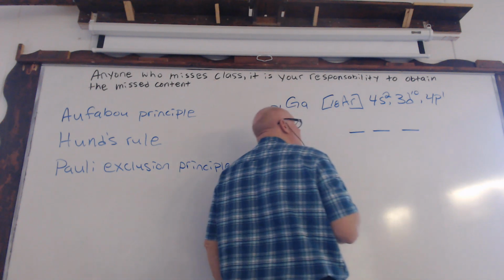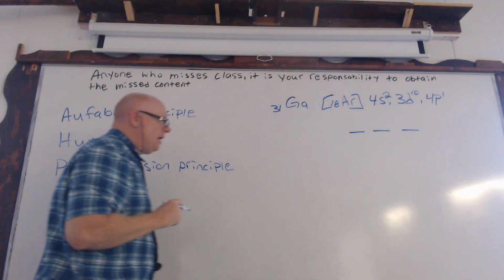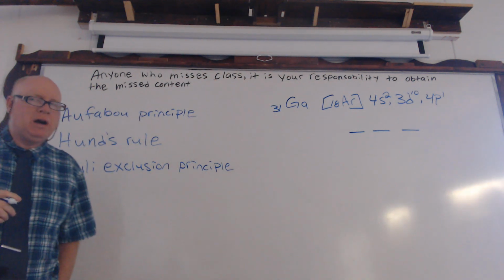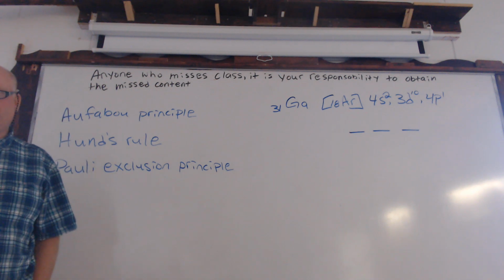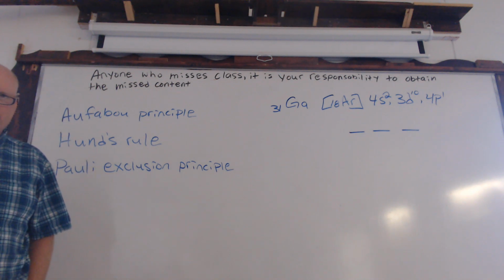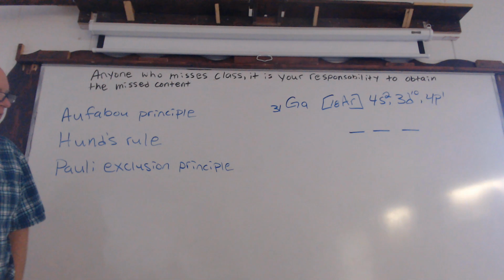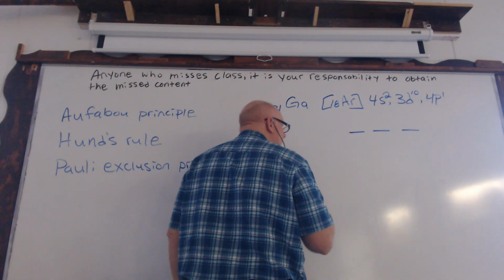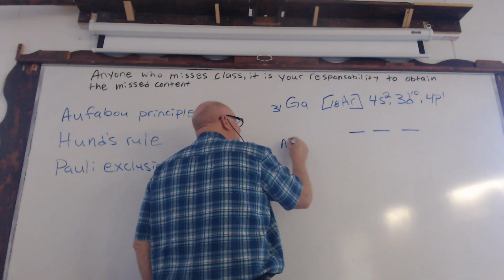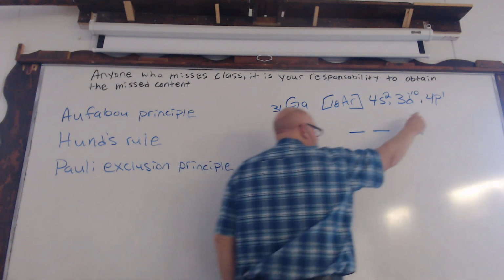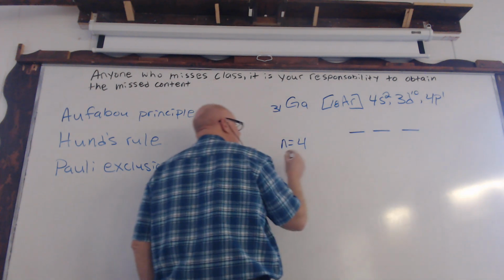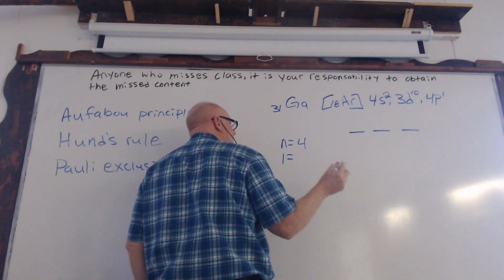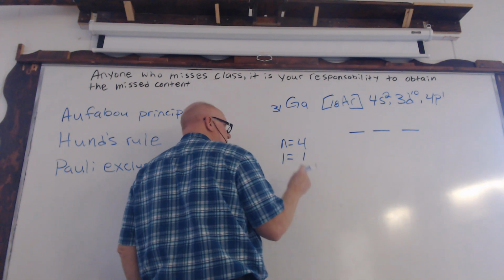Okay? So I would expect that you know 2 of the 4 quantum numbers right now. n equals 4 because of this. Okay, l equals 1 because it's in the p block.